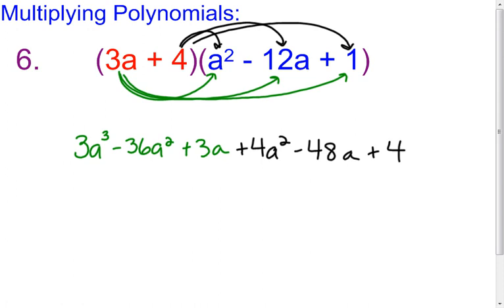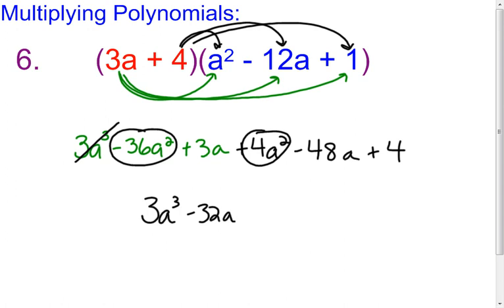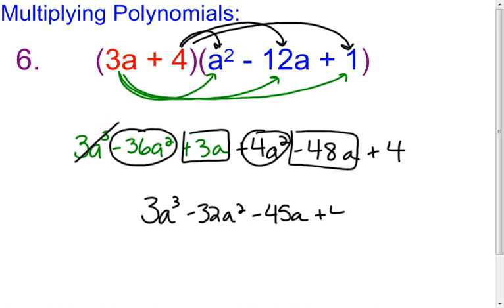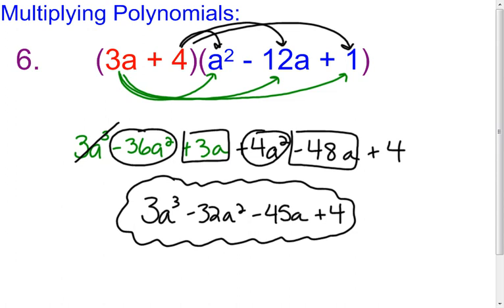Okay, combine my like terms, so I'm going to start with the biggest exponent, and I have 3a to the third. Then I'm going to look at my a squared terms. So I have negative 36a squared here and 4a squared here, which makes negative 32a squared. And then I will look at my terms that have an a. So 3a and negative 48a makes negative 45a. And then I have plus 4. And now I don't have any like terms that I can combine, meaning I don't have any terms with the same base and the same exponent. So I need to just leave it right here.